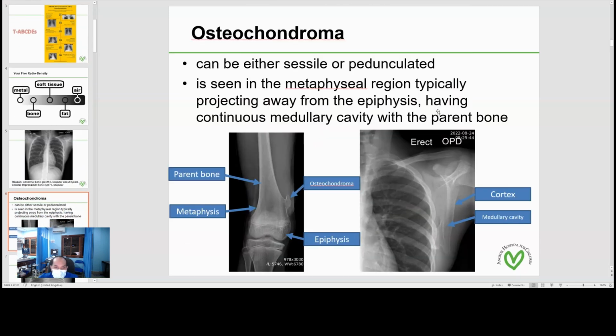So osteochondroma can be either sessile or pedunculated. It is seen in the metaphyseal region, typically projecting away from the epiphysis, having continuous medullary cavity with the parent bone. And it is a common lesion of the long bone.